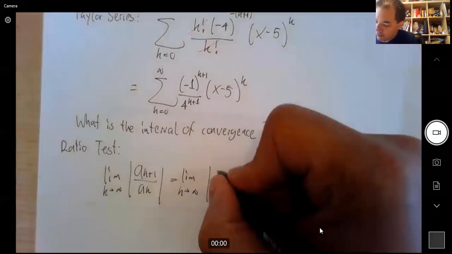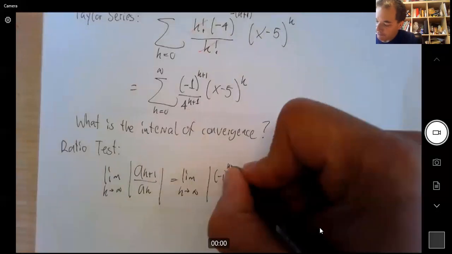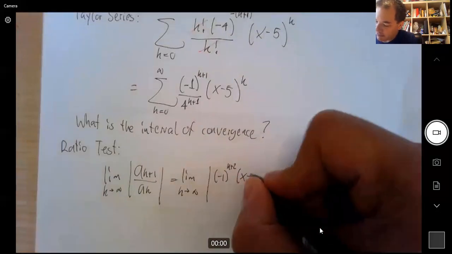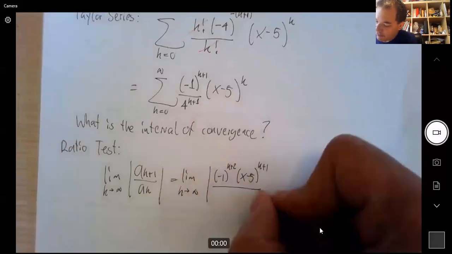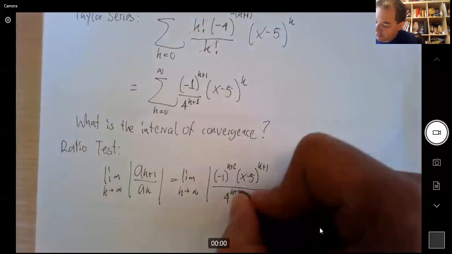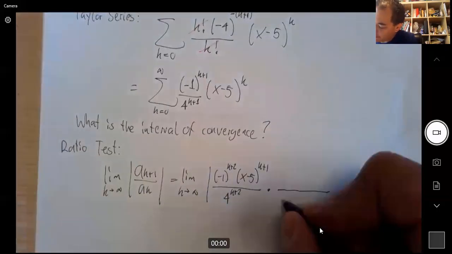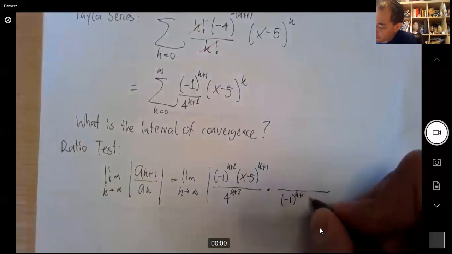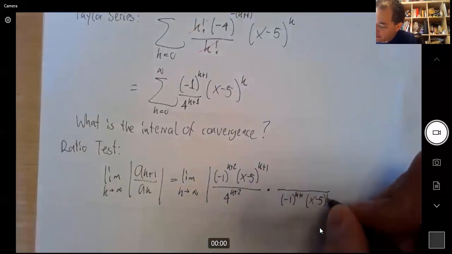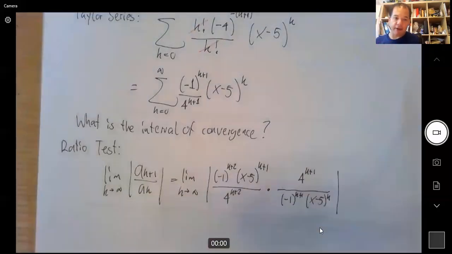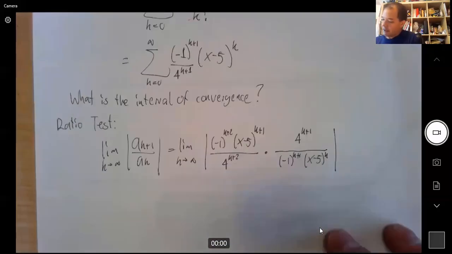Negative 1 to the k plus 2, x minus 5 to the k plus 1, divided by 4 to the k plus 2, times the same thing but flipped. So it's negative 1 to the k plus 1, x minus 5 to the k, and 4 to the k plus 1. Absolute value of that. All right.